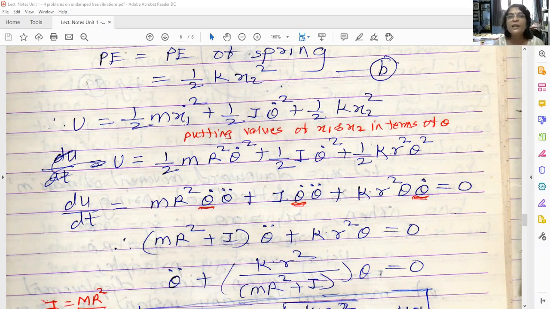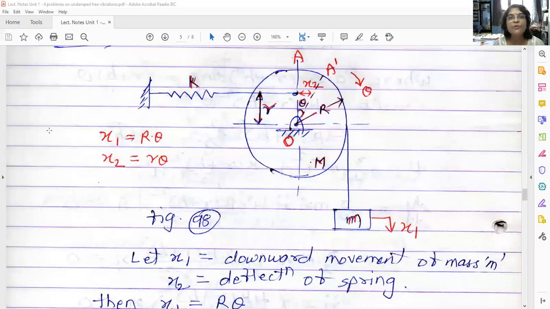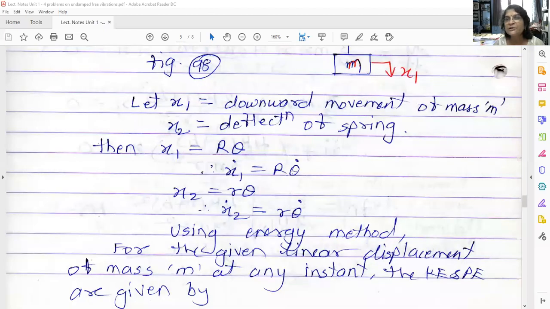Okay, so what we are going to put? We are going to put the value of x1. You know what is x1? Capital R theta. Or what is x1 dot? R theta dot. And what is x2? Small r theta. Okay, so putting the values of x1 and x2 in terms of theta. Already we have seen here in this diagram. See, x1 is equal to R theta, x2 is equal to small r theta. And differentiating, x1 dot is equal to R theta dot.